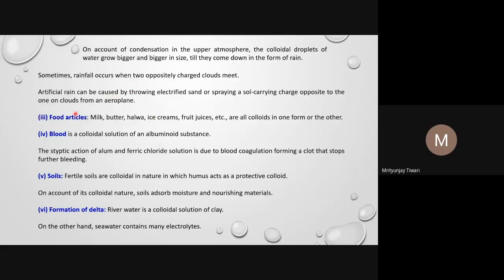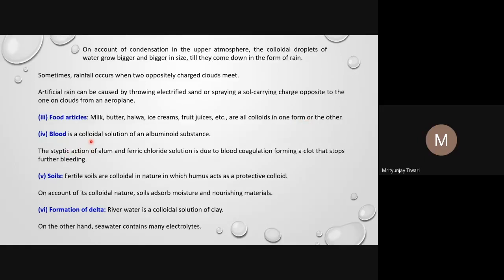Some food articles are also colloidal in nature. Examples are milk, butter, halwa, ice cream, and fruit juices. Milk, butter, and ice creams we already know. Fruit juices and halwa are also colloidal. Juices may contain certain proteins or larger biomolecules, which form colloidal particles, so they are colloidal in one form or the other.